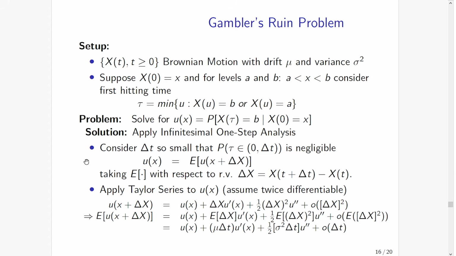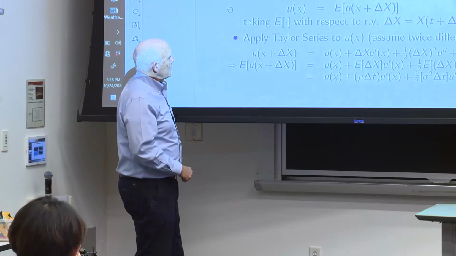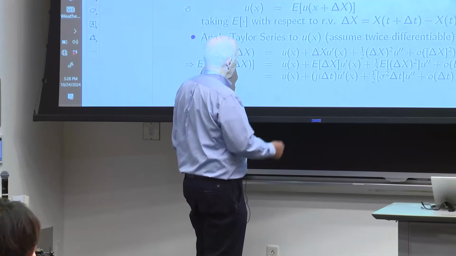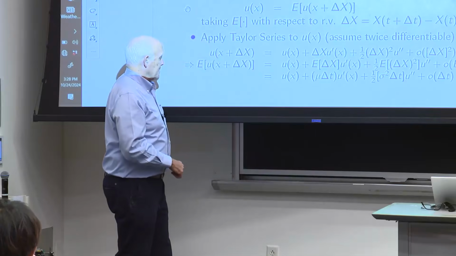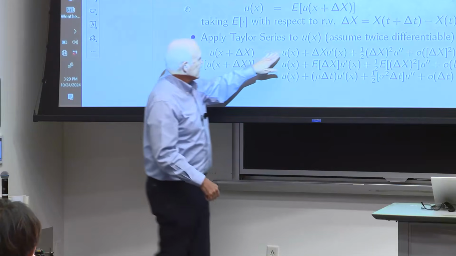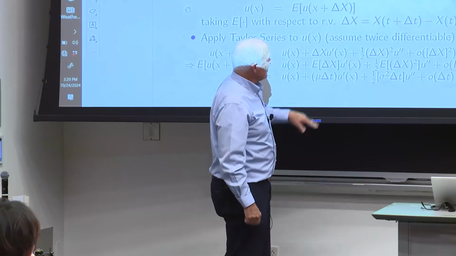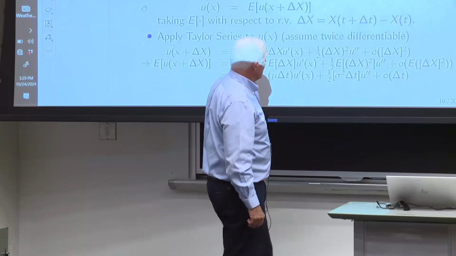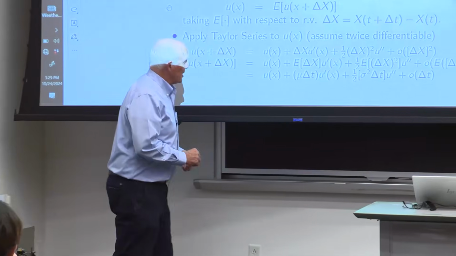Then if we assume that our function u, this probability, is twice differentiable, then the Taylor series about the center x will equal u of x plus delta x times the first derivative plus a half delta x squared times the second derivative plus small order terms of delta x squared.